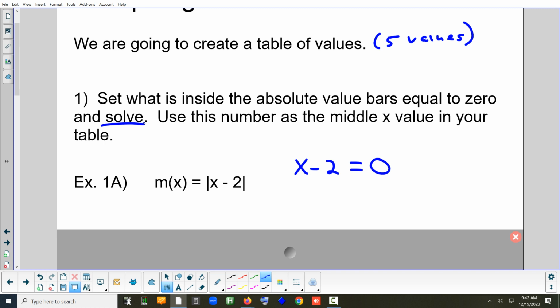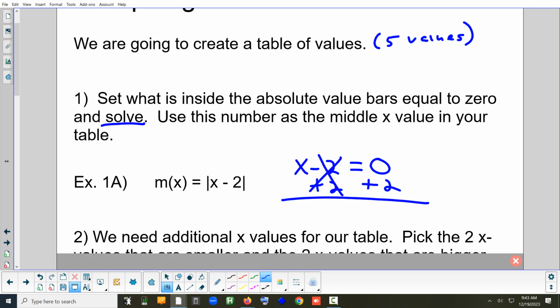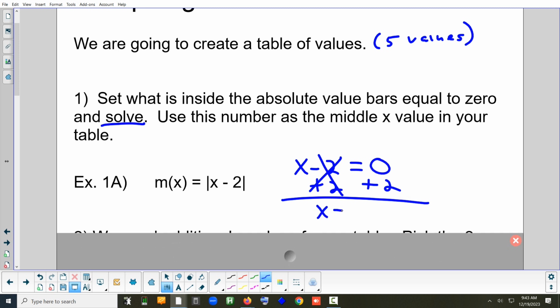Okay, so set what's inside the bars equal to 0. Got it? And solve. Okay, how do we solve that? Would you add 2? Yep. Add 2 to both sides. And what does that give me? X equals 2. Perfect. That number is going to be the middle number in our table.